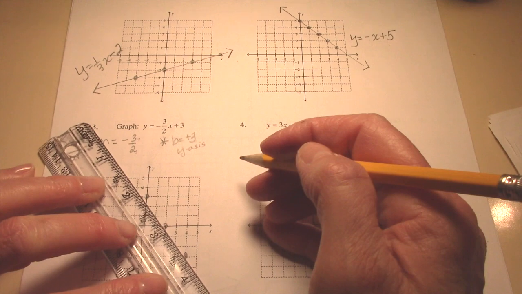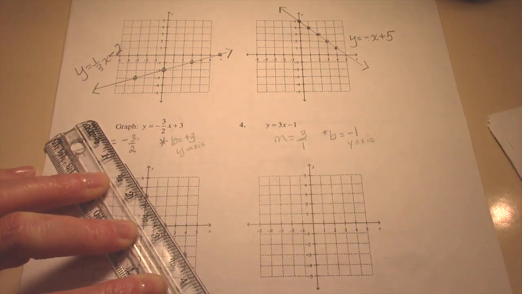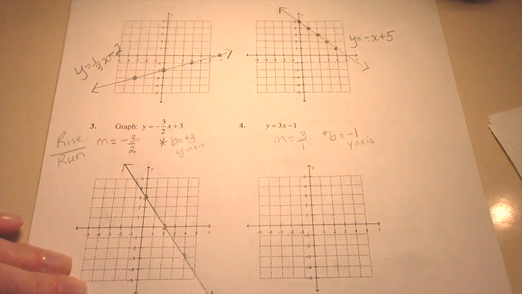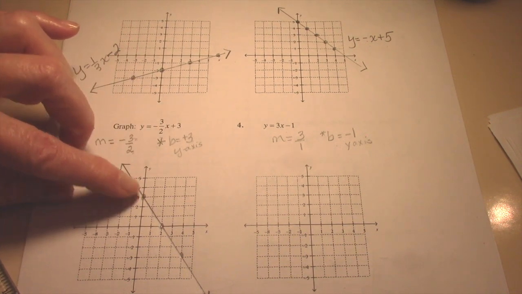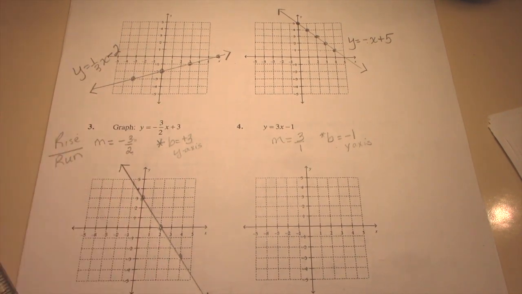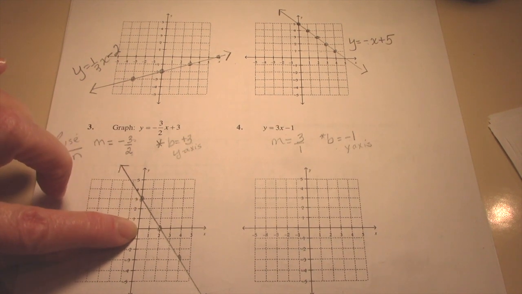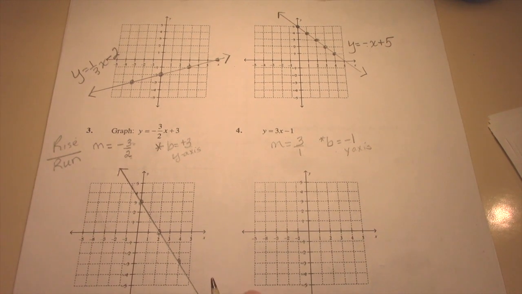Put down my ruler. Please respect the rulers if you're using the rulers from the classroom. There you go. Started at positive 3. It had a negative slope going downhill. How did it exactly go? Down 3 over 2. Down 3 over 2. And the pattern would continue.